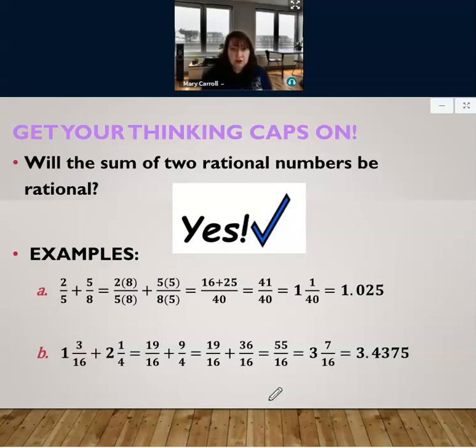And I did use mixed numbers, which is 1 and 3/16, added it to 1 and 2/4, and I got 3 and 7/16, which is also a rational number. So yes, the answer to this is: a rational plus a rational is a rational number.